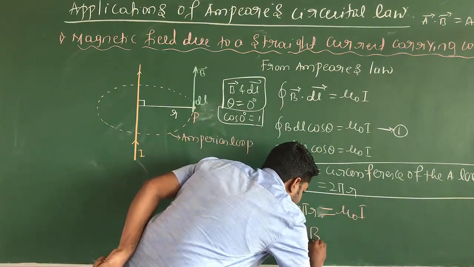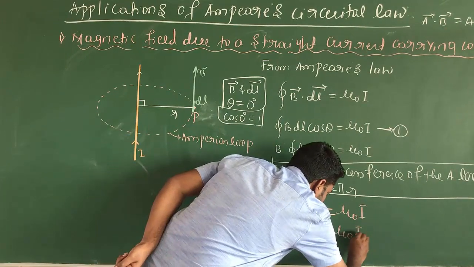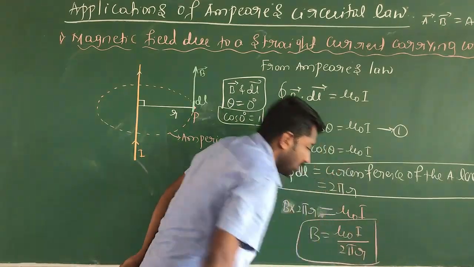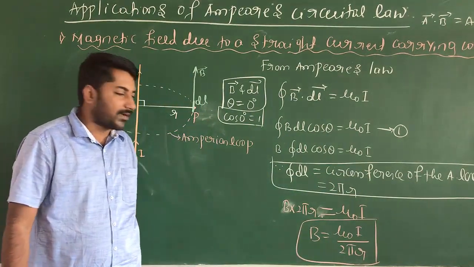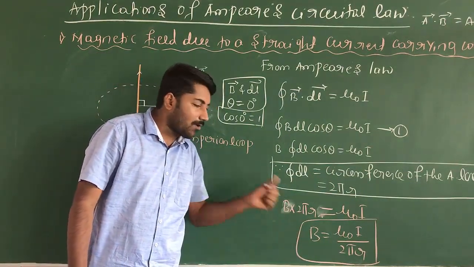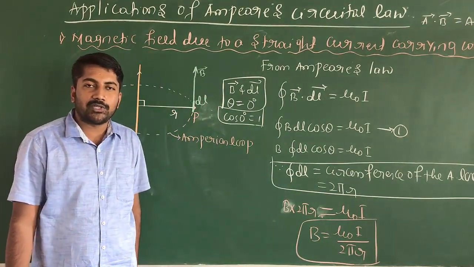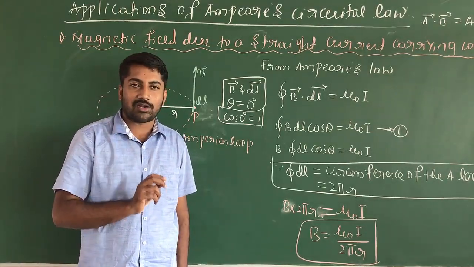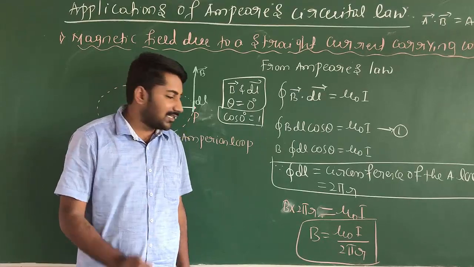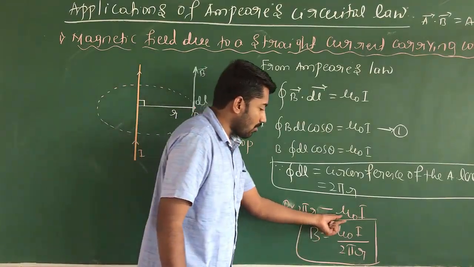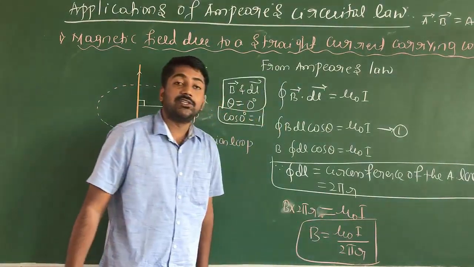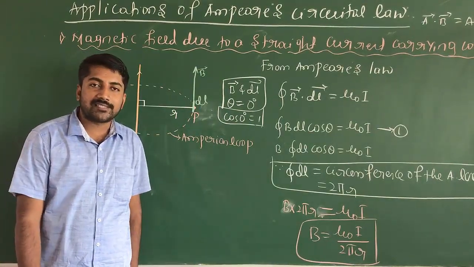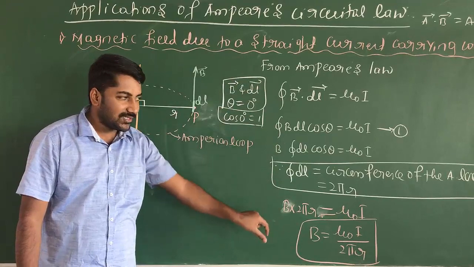Then the magnetic field B is equal to mu naught into I divided by 2 pi r, which is the expression for the magnetic field due to a long straight current carrying wire, or long straight current carrying conductor. This is the first application of Ampere's circuital law. It is very simple.